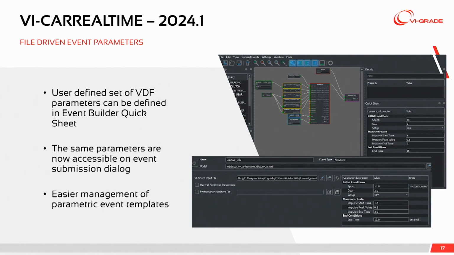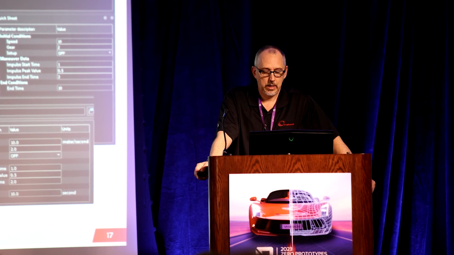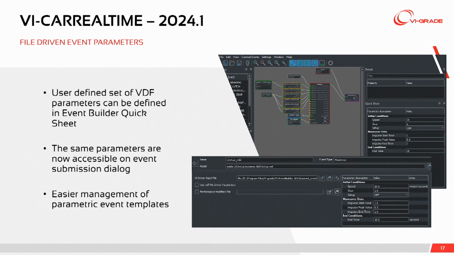There's some work done on file-driven event parameter exposures. If you've ever worked with VDFs yourself, we have an event builder tool that you can open up and access, but there's a lot of parameters in there. And sometimes you would like those parameters exposed to you inside the CarRealTime environment when you're submitting jobs. So that can be set up and exposed so that you can do modifications without needing to walk over and build multiple VDFs yourself.